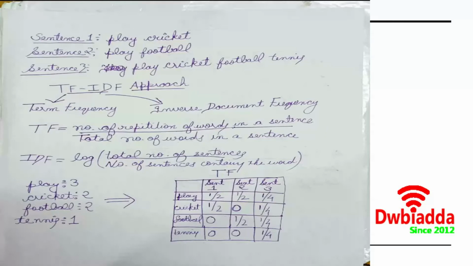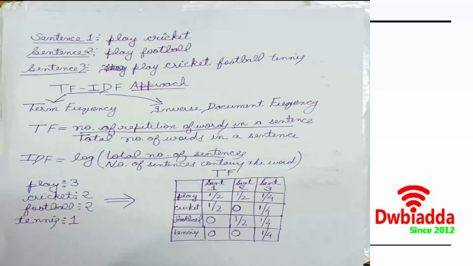Let's say I have 3 sentences: sentence 1, sentence 2 and sentence 3. The 3 sentences are: play cricket, play football, play cricket football tennis. If you see these 3 sentences, you will understand that they have come after tokenization, lemmatization and stopwords removal.